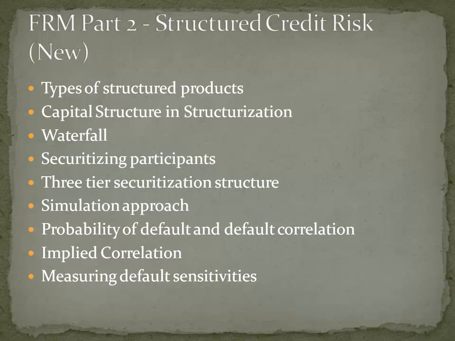The next topic is the three-tier structure, and one or two iterations of interim cash flow in a three-tier structure, including a final cash flow to each tranche holder. So that's what we are required to do.